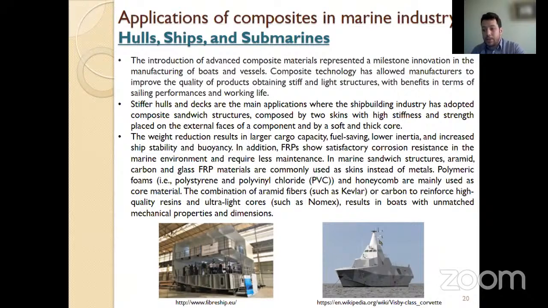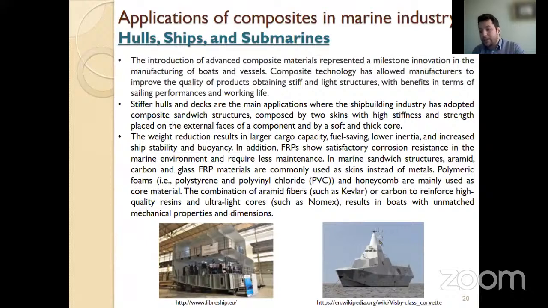The introduction of advanced composite materials represented a milestone innovation in the manufacturing of boats and vessels. Composite technology has allowed manufacturers to improve the quality of the products, obtaining stiff and light structures, with benefits in terms of sailing performance and working life. Stiffer hulls and decks are the main application where the shipbuilding industry has adopted composite sandwich structures composed of two skins with high stiffness and strength placed on the external faces of components and a soft and thick core. The weight reduction results in a larger cargo capacity, fuel saving, lower inertia, and increased ship stability and buoyancy.